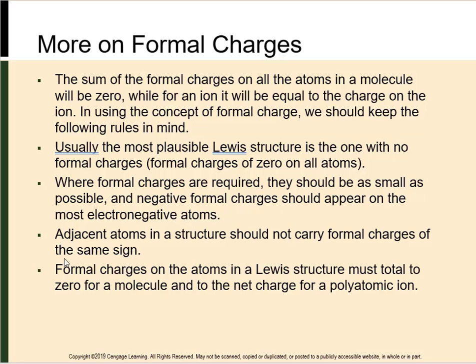Adjacent atoms in a structure should not carry formal charges of the same sign. We don't want two negatives near each other. That would not likely occur. Formal charges on the atoms in a Lewis structure must total to 0 for the molecule and to the net charge of the polyatomic ion. So NH4 plus, the ammonium ion, should be a +1 charge when everything's added up.